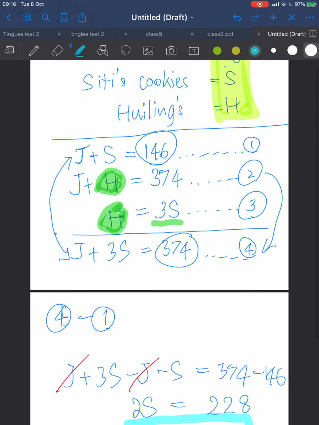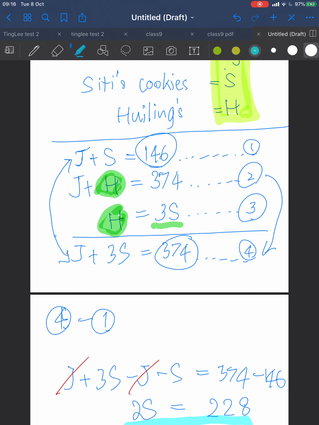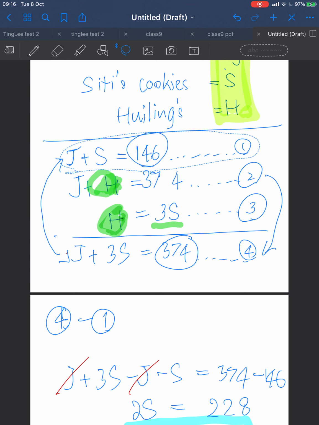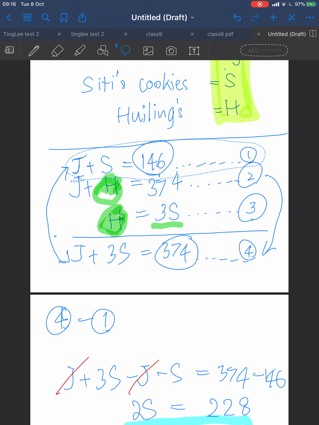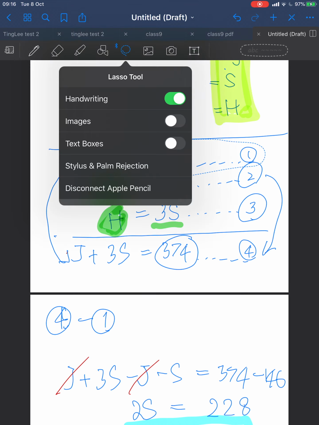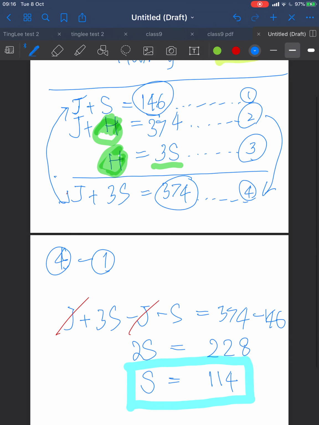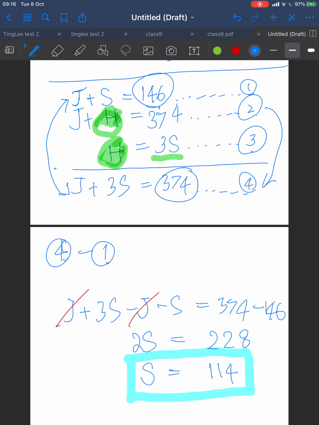Equation number 1, j plus s. I will copy this equation so that you understand it easily. No, it's not easy at all. My hands are not accurate. Okay, don't worry, forget it. It's easy anyway. You can see them on the same page.